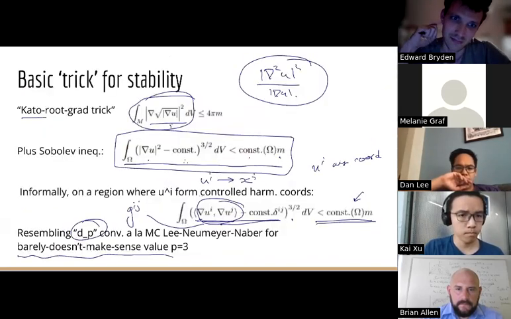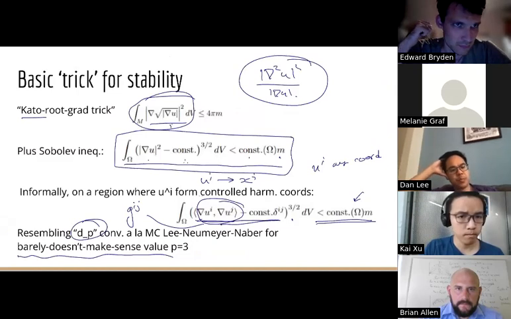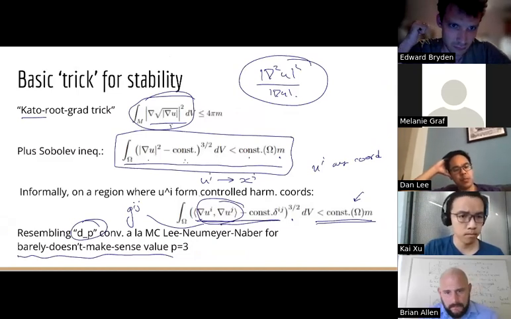Yeah, go ahead. So Christina, you write that grad u squared minus a constant, and later you write constant times delta ij. Is there a reason this constant isn't just 1?